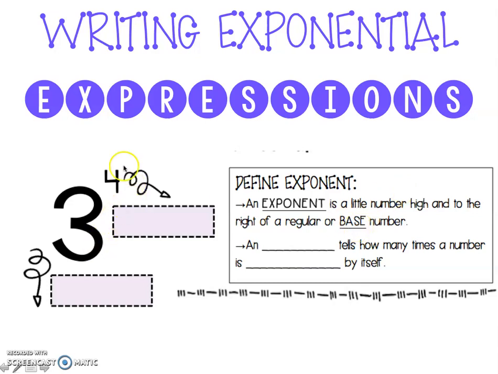Okay, so if you look over here, we've got a little tiny number up here that is high and to the right. That's our exponent. Okay, this is called our base. Now, back to your notes paper. An exponent just tells us how many times we're going to multiply a base by itself. Okay. So an exponent tells us how many times a number is multiplied by itself.